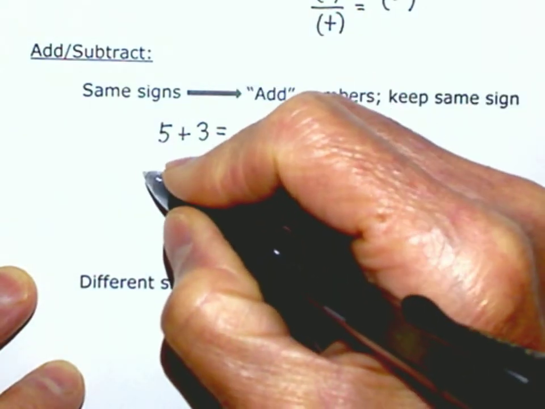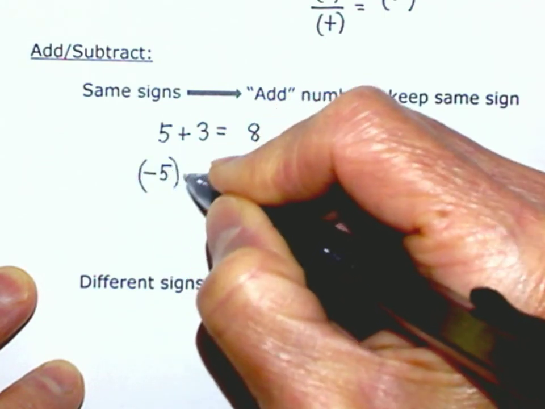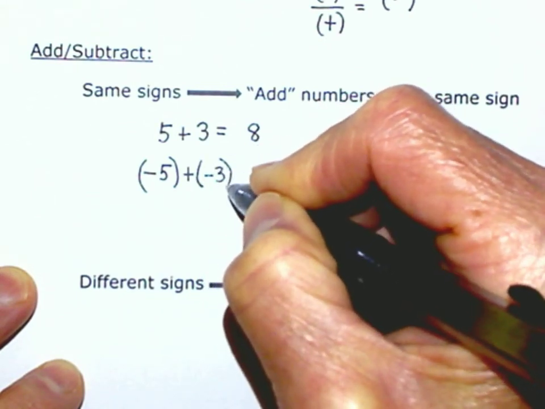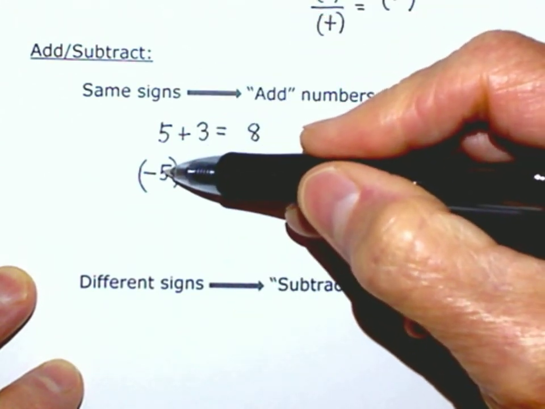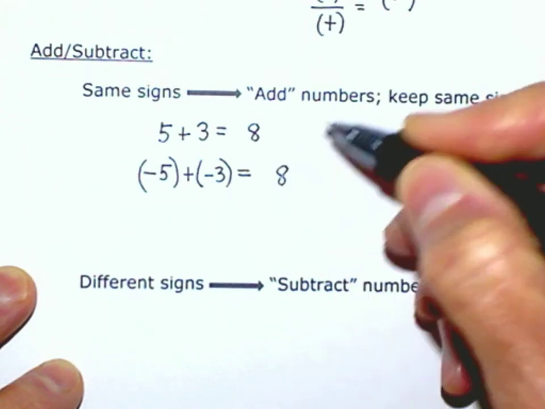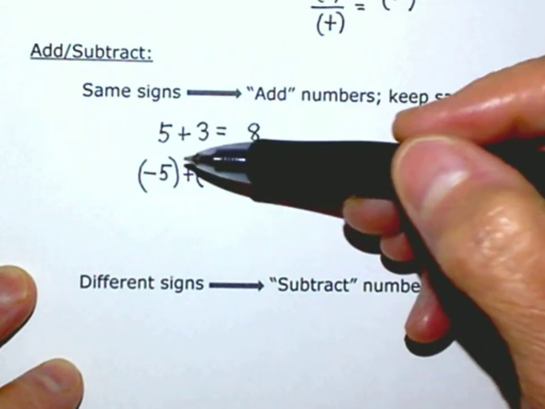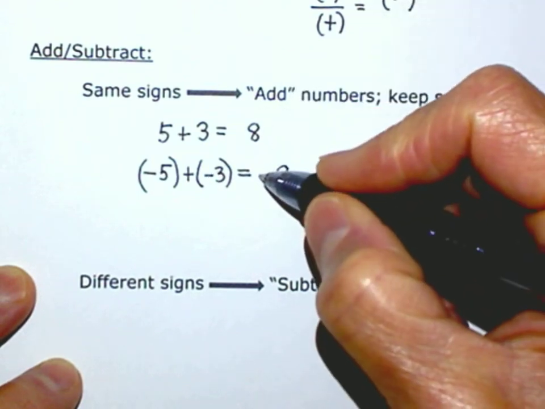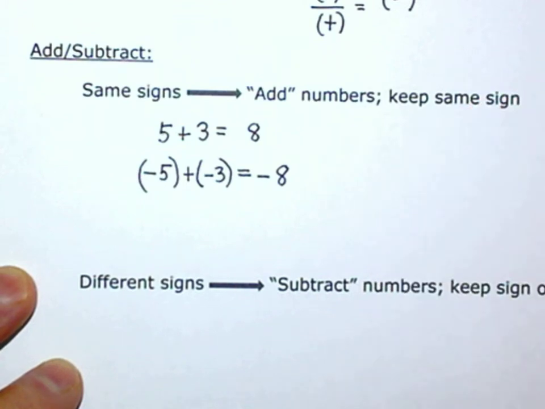If I want to add two negative numbers, a negative 5 plus a negative 3, I'm going to ignore the signs for just a minute. I'll just add the numbers. 5 and 3 is 8. But then I need to decide which sign I'm going to put in front of the 8. Go back and look at the two original numbers. Negative. So my final answer has to be negative. That's not too bad.